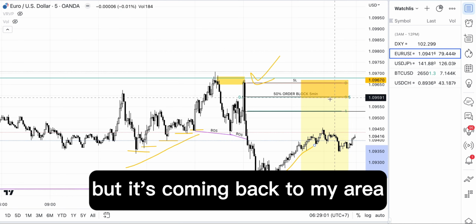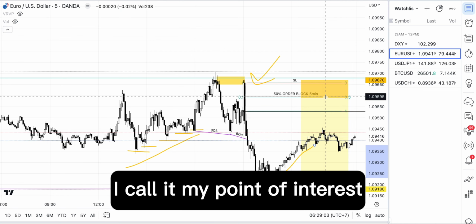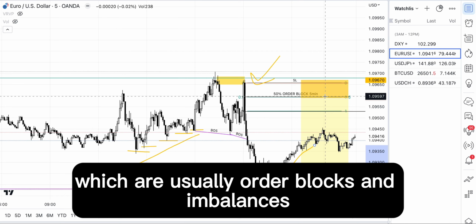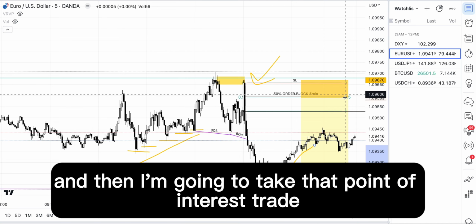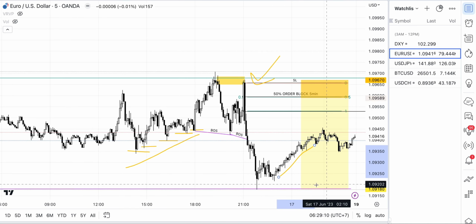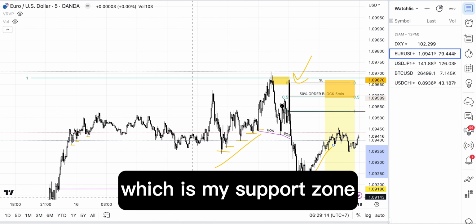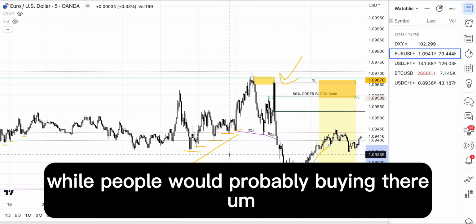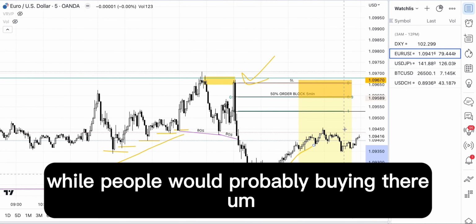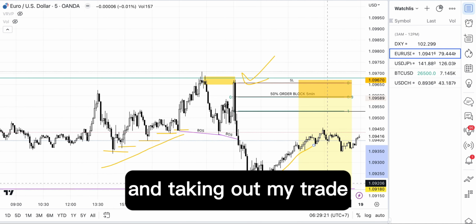But it's coming back to my area. I call it my point of interest, which are usually order blocks and imbalances. And then I'm going to take that point of interest trade and I'm going to sell it all the way to the next area of liquidity, which I have here, which is a support zone. That's where I'm going to actually be taking profit. Well, people will probably be buying there while I'm taking out my trade.